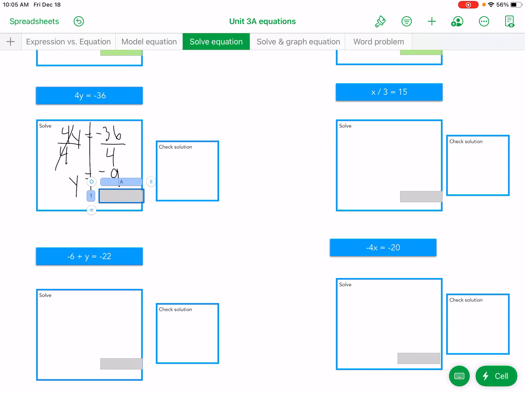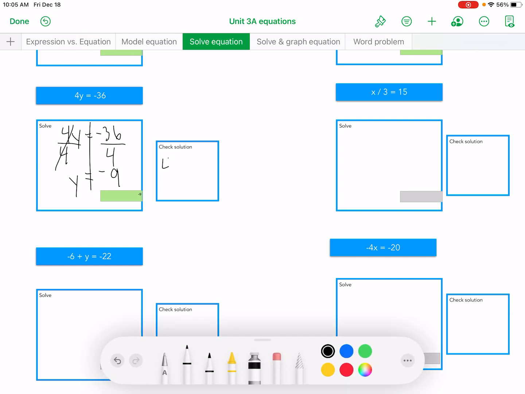I'm going to plug in negative 9. No spaces, just put the negative and 9. The value of y is negative 9. 4 times negative 9 is negative 36.